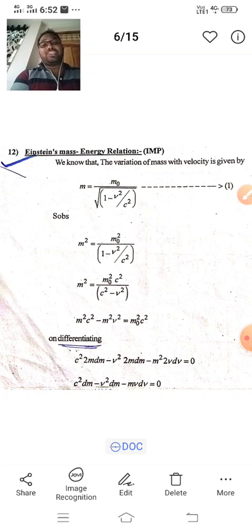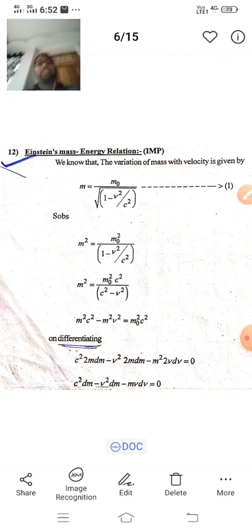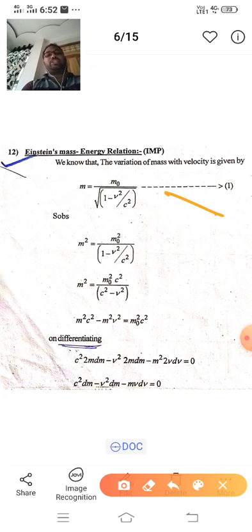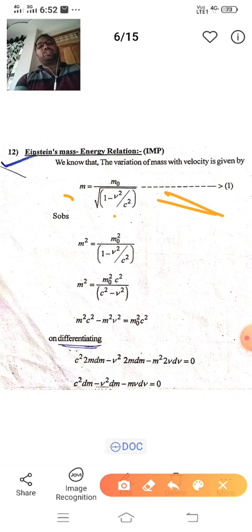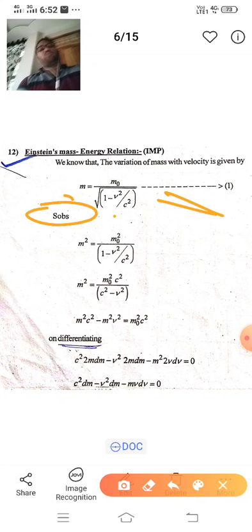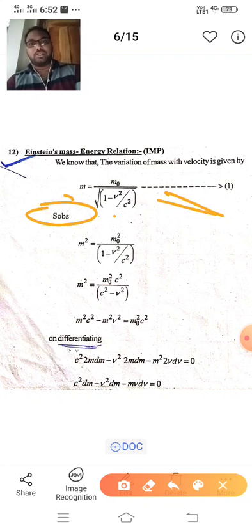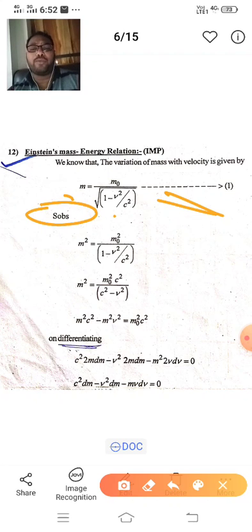Already we know that the variation of the mass with the velocity is given by the first equation, that is m equals m naught by under root of 1 minus v square by c square. Square on both sides. Then squaring on both sides, we can write m square equals m naught square by 1 minus v square by c square.